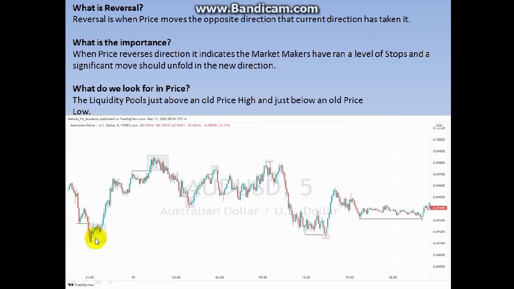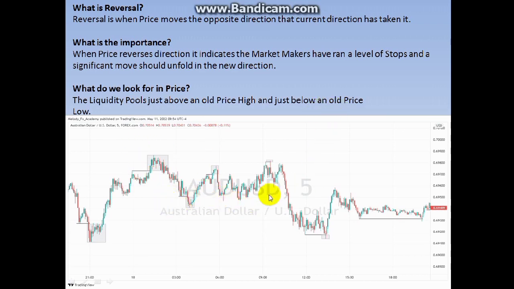So we had an old low traded through. Notice that at each turning point of price right here, there was always a run on liquidity. Now take a look here. We had this old low, price traded to take out liquidity, then we have a huge move unfold in the other direction. Then we have this old high, price trades through, then we have this huge move in the other direction. Then we have this old low being taken out. Just take a look at each time the market turned around, creating a significant move: there was always some level of liquidity being taken out. So that's the importance of reversal.